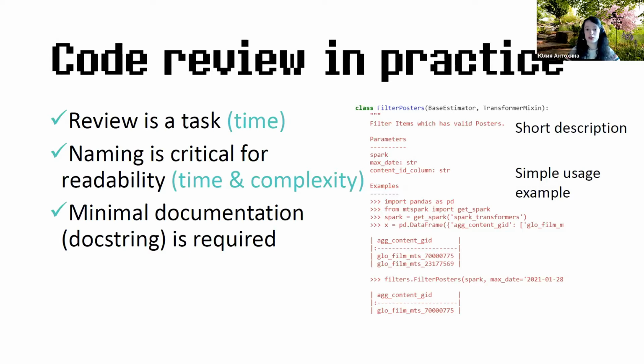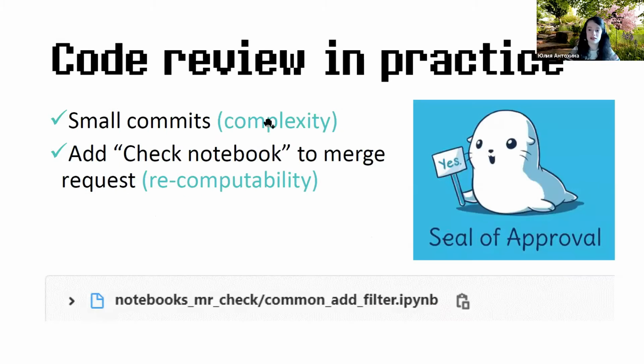Also, it is very important to do a little bit of documentation, for example, a docstring. It should consist of several parts: a small description, parameters, and a usage example, which is very useful for our specialists like data analysts who may use your code on the same project. These things we found also very useful.